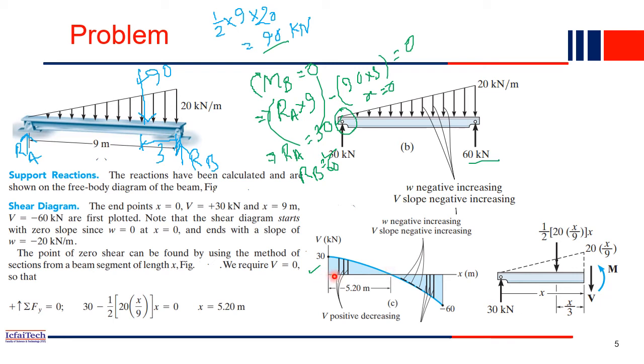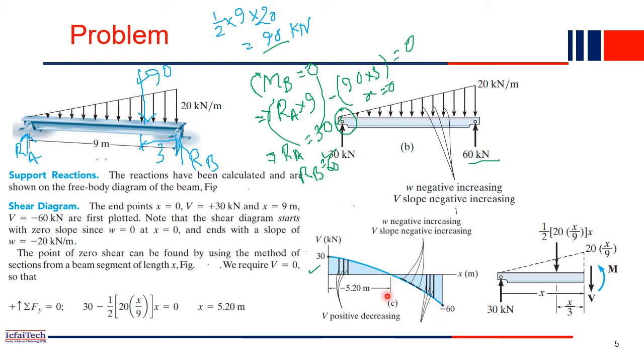Starting from the left side, here you have positive 30, and then the shear force gradually decreases, and at some point it is zero. Then it again goes negative, and when it reaches 9 meters, traveling from here to here, it is minus 60 kilonewton. So that's how the shear force diagram looks.